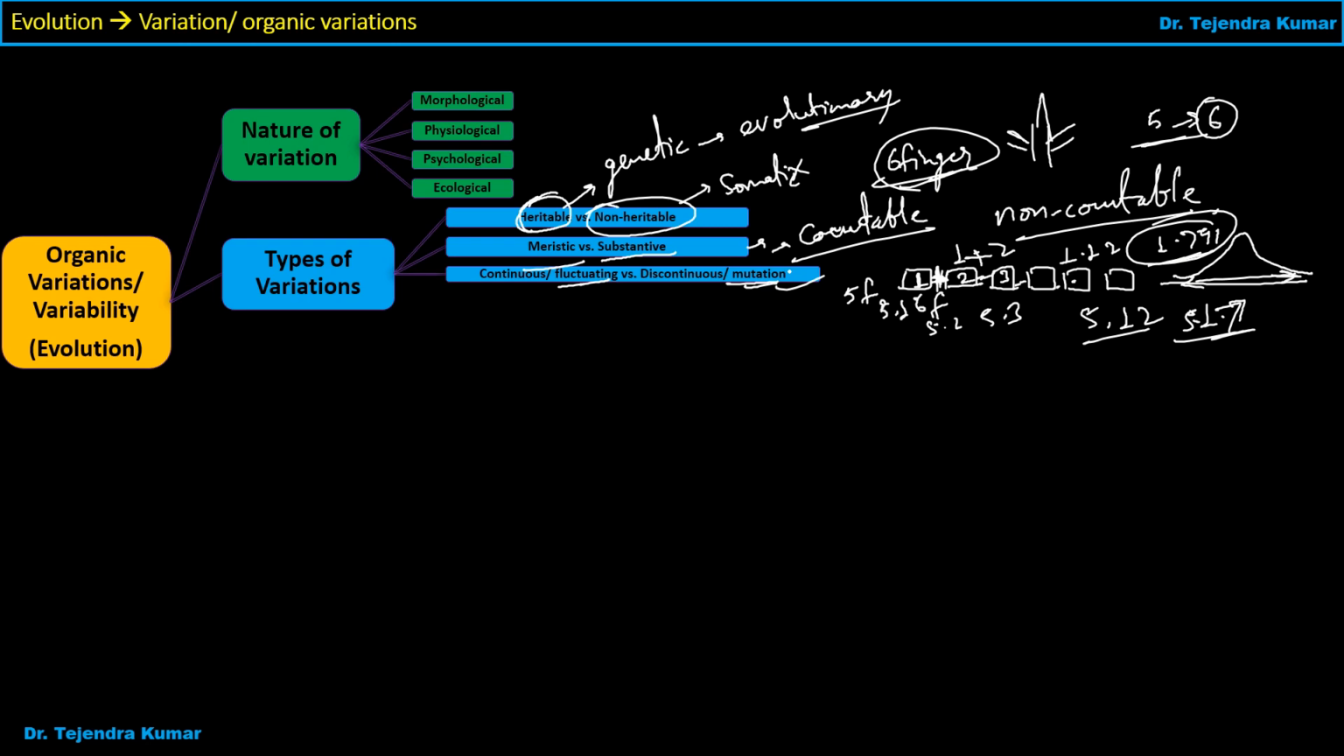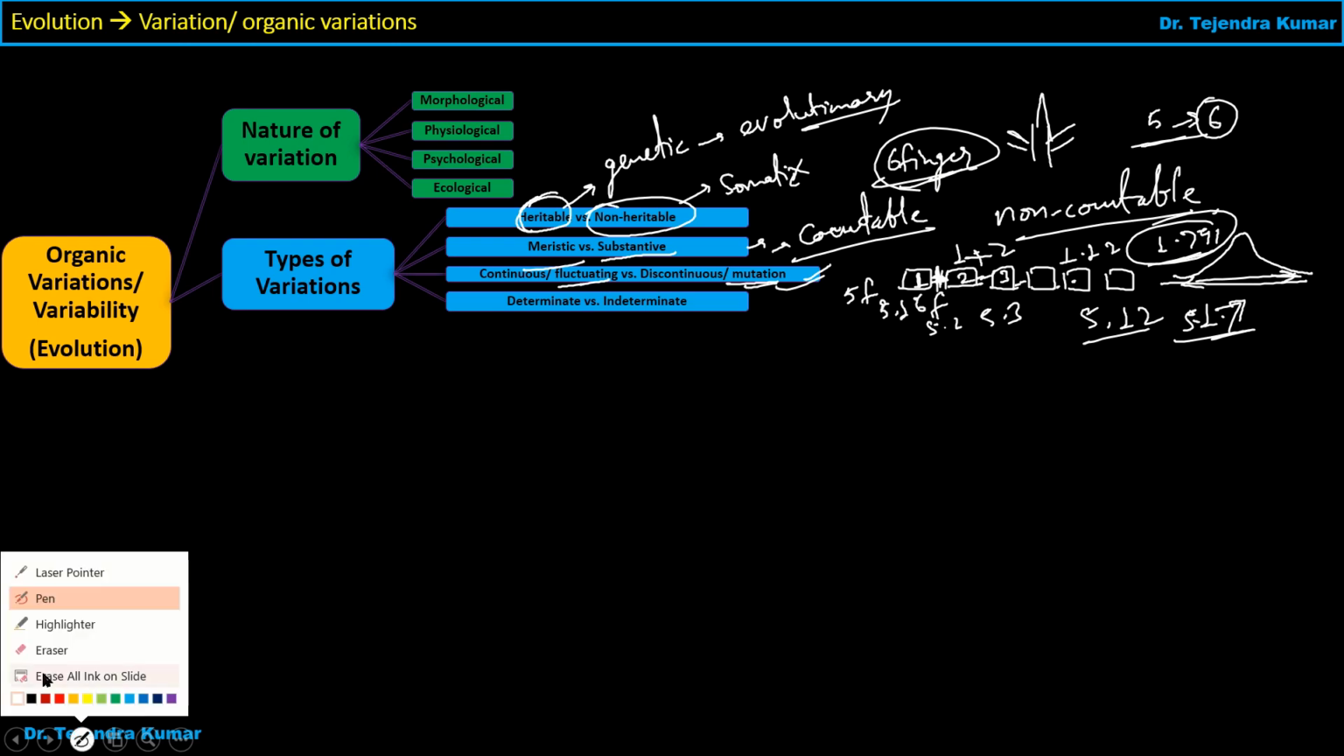So these types of characters can be seen, and these are due to mutations. They show a different color, a different shape, or a different number of some things, but generally they are countable. This does not happen generally, and it happens due to sudden changes, so that's why these are discontinuous. So these are the three types of variations. Now next is determinate versus indeterminate variation. So let's see these variations, determinate and indeterminate.